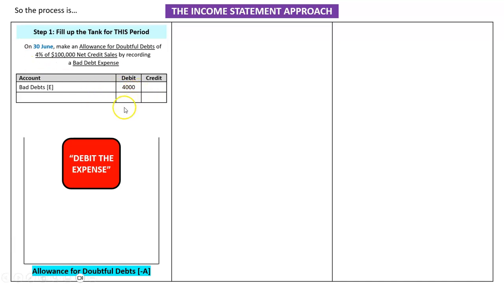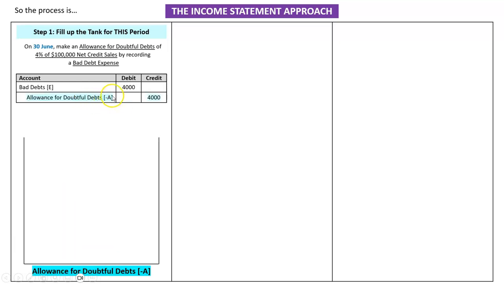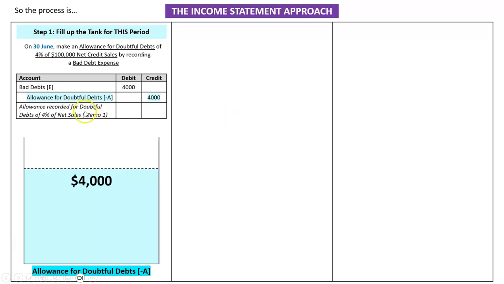And every debit needs a credit. So the credit is going to be to the allowance for doubtful debts, and that's a negative asset. So when it goes up, that's a credit. So that fills the tank up to $4,000. Step 1, and we might get asked for a narration, and we just say something like, allowance recorded for doubtful debts of 4% of net sales, and we'd put the memo number in.